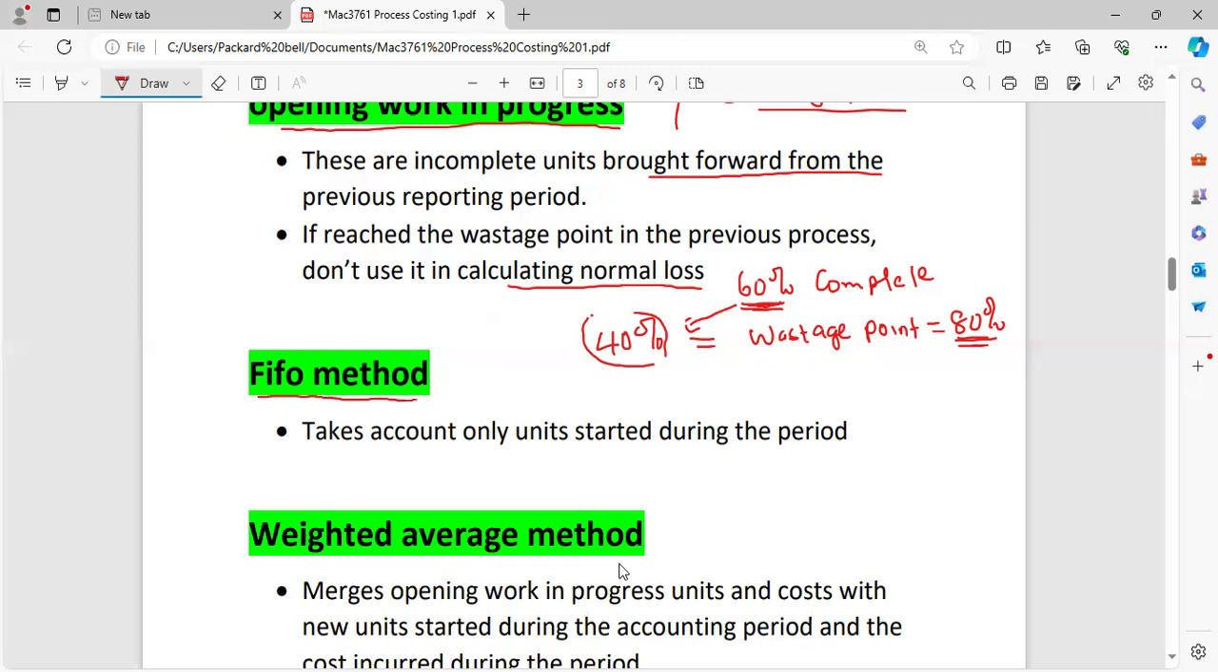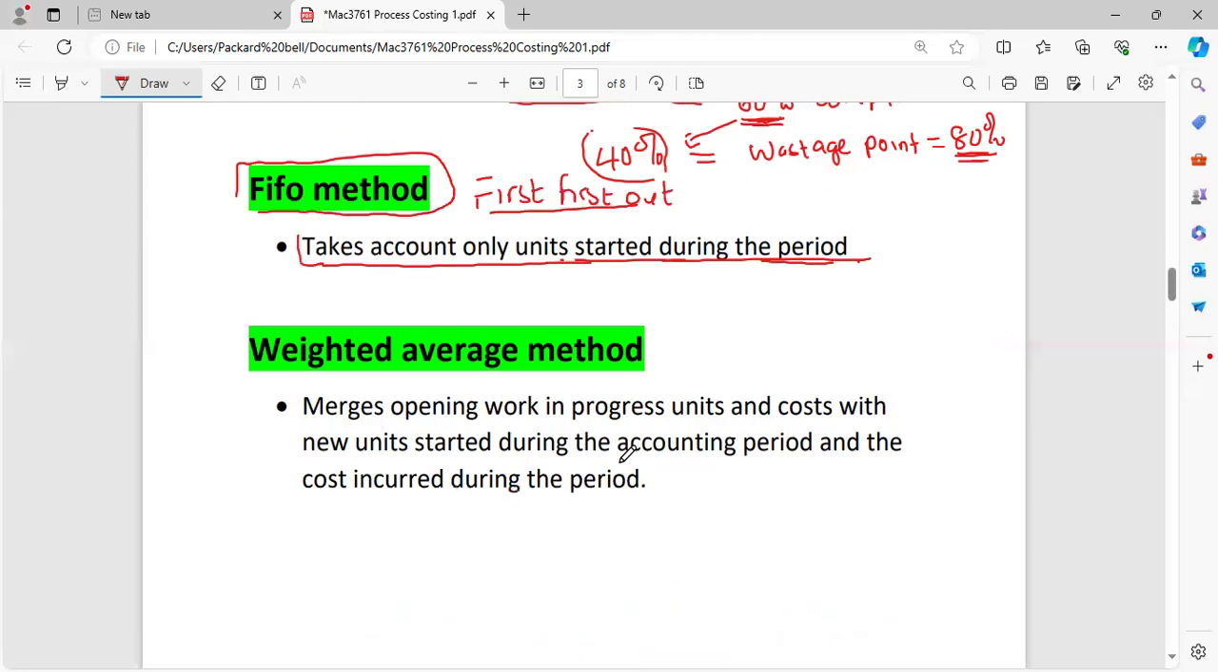Right, when you are using FIFO, FIFO stands for first in, first out. So if FIFO is first in, first out, what it means is in FIFO, you account only for those units started during the period. Those are the ones that you are going to account for when you are doing your production cost statement. It means you only take those which were started during the period. That is when you are using FIFO.